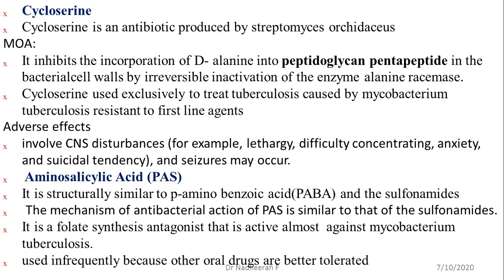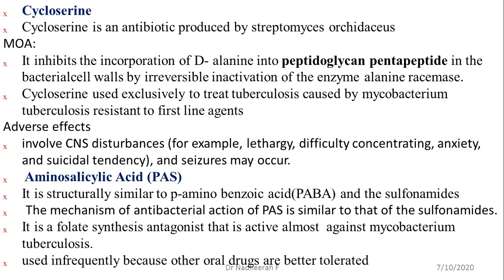Cycloserine is used widely to treat tuberculosis caused by Mycobacterium tuberculosis resistant to the first-line agents. Adverse effects: first, CNS disturbances, which include lethargy, difficulty concentrating, anxiety, and suicidal tendency. Seizures may also occur.